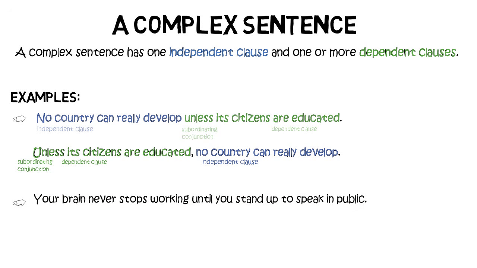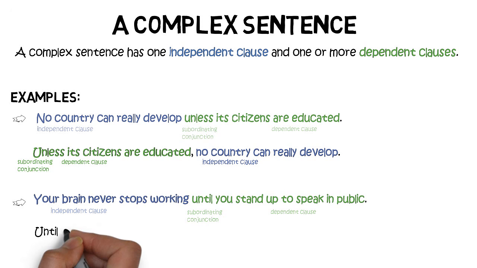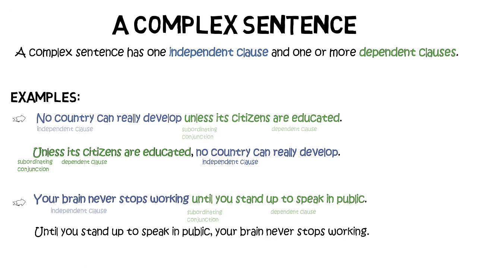Let's look at another example. Your brain never stops working until you stand up to speak in public. Your brain never stops working. That could be a sentence. That's why it's in blue. It's the independent clause. And the dependent clause, until you stand up to speak in public, here in green, starts with a subordinating conjunction, until. Remember, the sentence could start with the dependent clause.